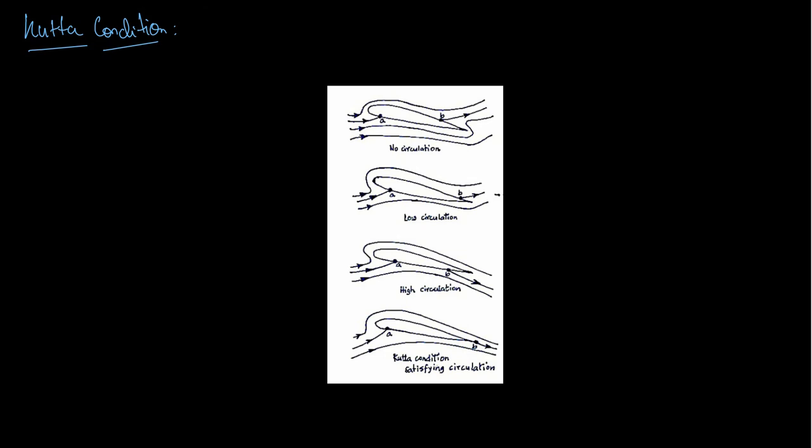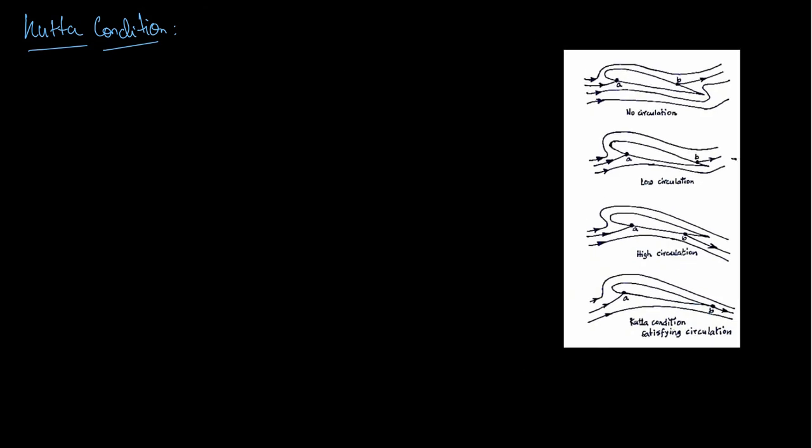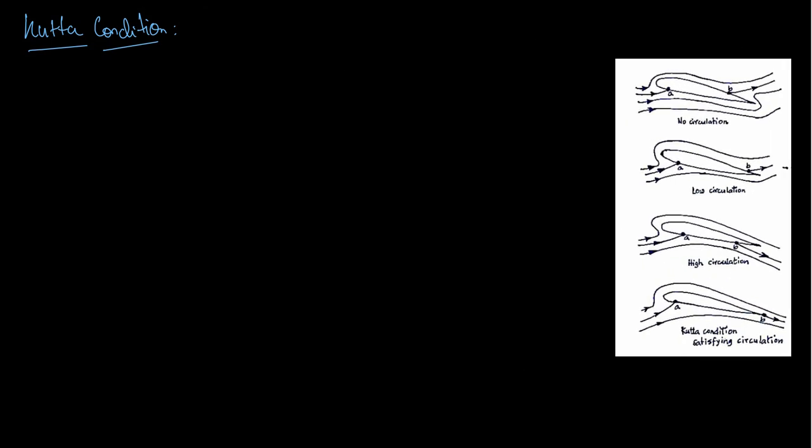And so there must be something intermediate, some kind of specific circulation which makes the flow leave the trailing edge smoothly, so that we do not violate anything and we still get the circulation and the lift. So that is what the Kutta condition says. So let me briefly state what the Kutta condition is. The Kutta condition is as follows.